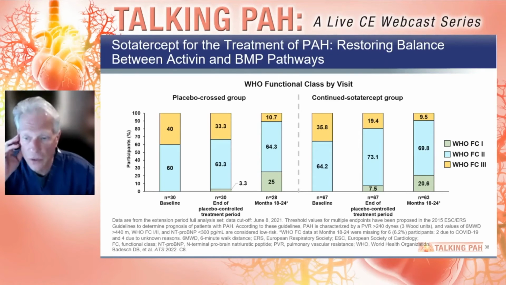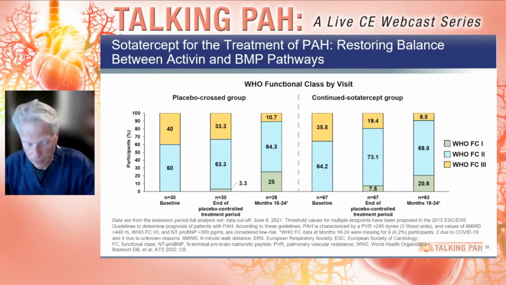This shows you the changes in WHO functional class as patients transited through the study. Essentially, we saw a very significant improvement in patients moving up at least one functional class or down one functional class from when they entered the study until they finished the 6-month placebo-controlled arm, and then again as they entered the extension phase. And again, patients who were on placebo caught up to those patients who were on active drug throughout the study.